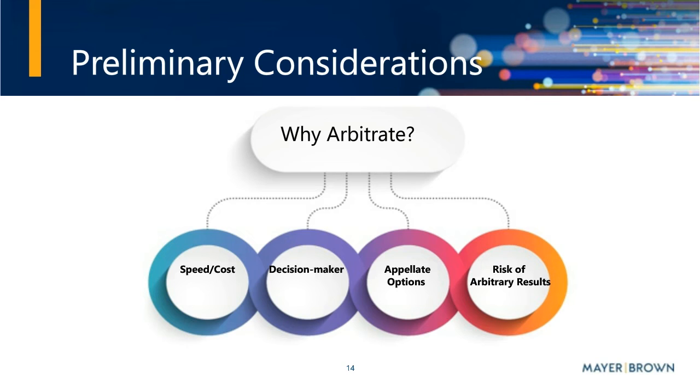And the final risk factor is the risk of arbitrary results. There's endless research on the irrational and widely disparate results reached by U.S. juries and widespread concern among our clients related to juries deciding complex technology disputes. Going back to the ability to select your decision makers, arbitration affords clients a way to minimize the risk of irrational and arbitrary results.